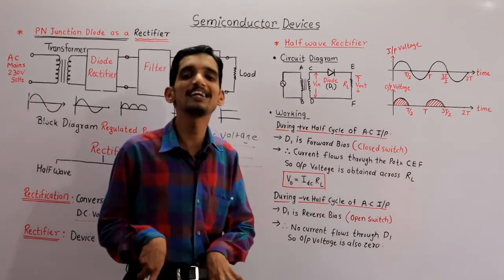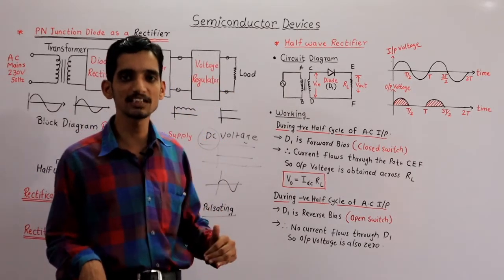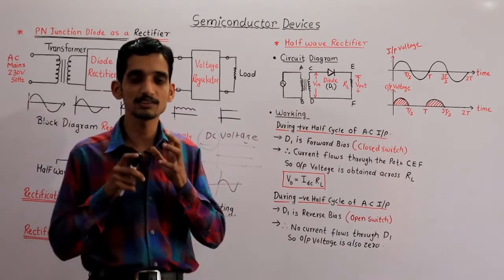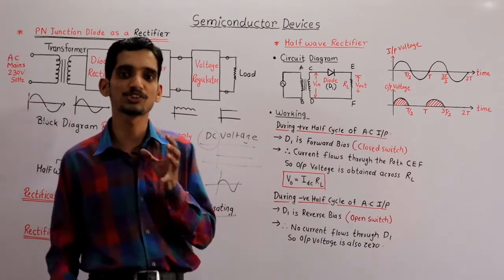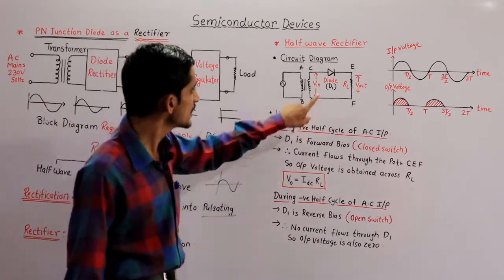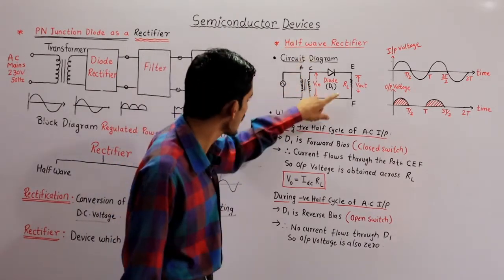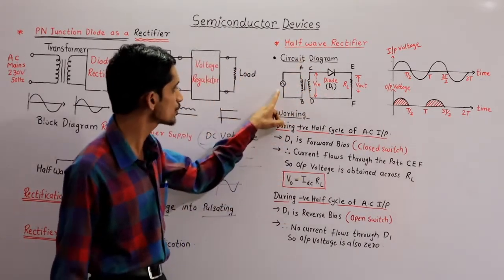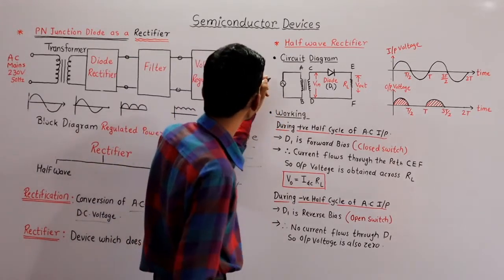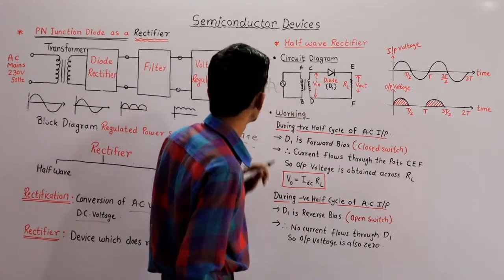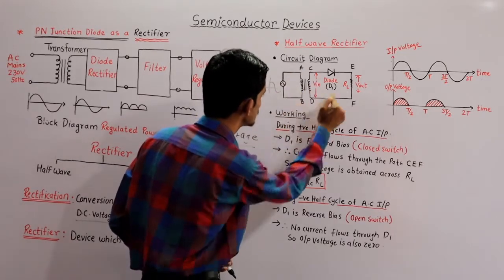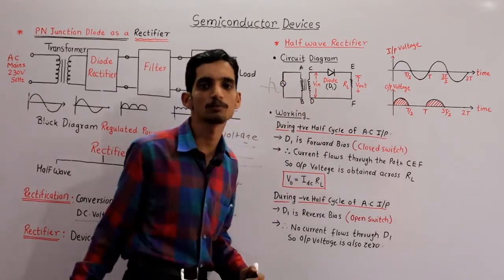This is actually an application of diode. In the previous lecture I already told you, diode can be utilized as a switch. So this is the application of diode as a switch. In the half wave rectifier circuit diagram, it consists of an AC input voltage which is to be converted into DC, which is applied to a single phase transformer.